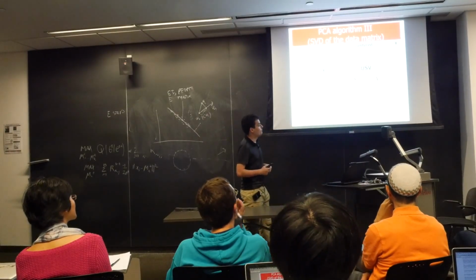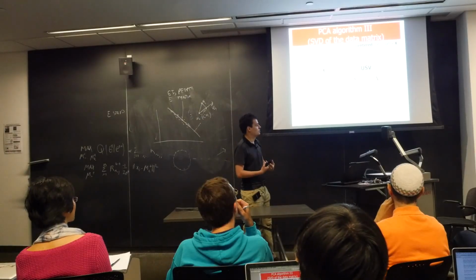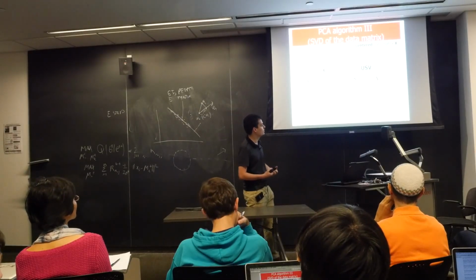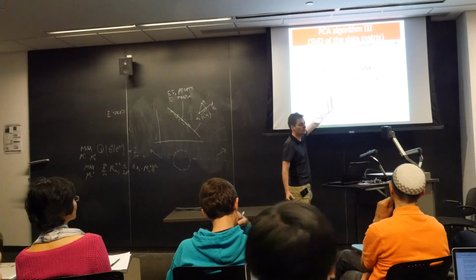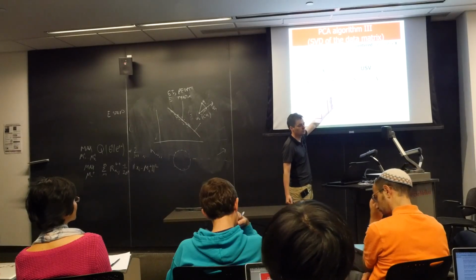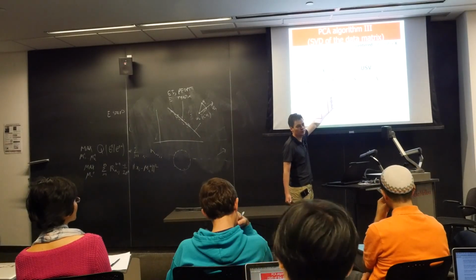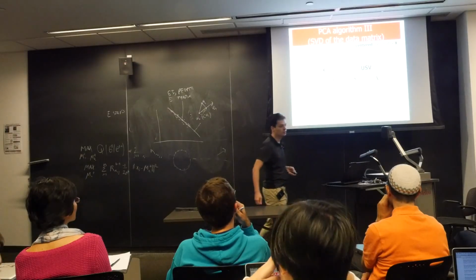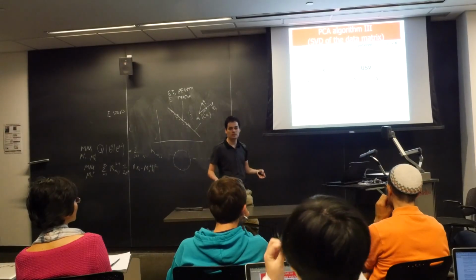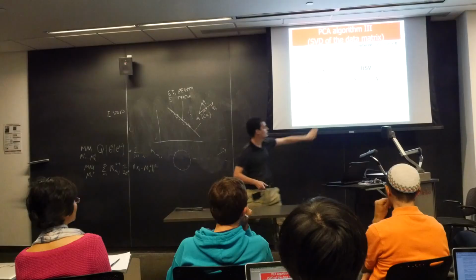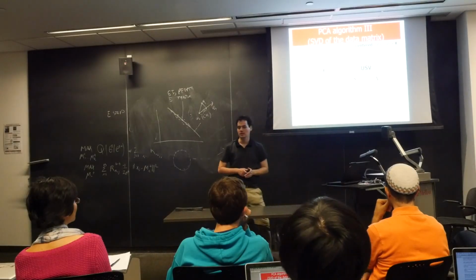And then, if you want to find the first k principal component vectors, you just choose the first k columns of U. And those will be your first k principal components. Okay, so this is algorithm 3. You do a singular value decomposition, and you keep the first k columns of U.